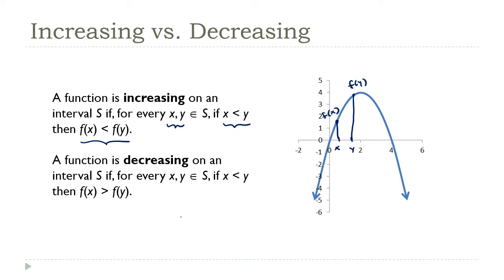And if you pick any pair of numbers over there to the left of 2, you're going to get this result. Decreasing is just the other way around, right? If x is less than y, then f of x is greater than f of y. So very technical definition. I put it in mostly for completeness. That's kind of a more advanced concept, not something you're really going to have to worry about here.